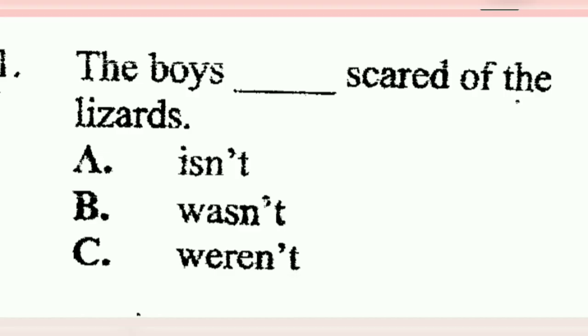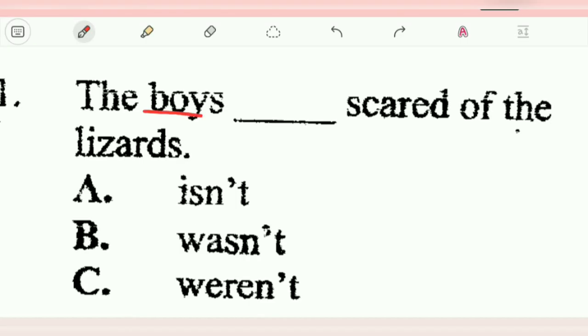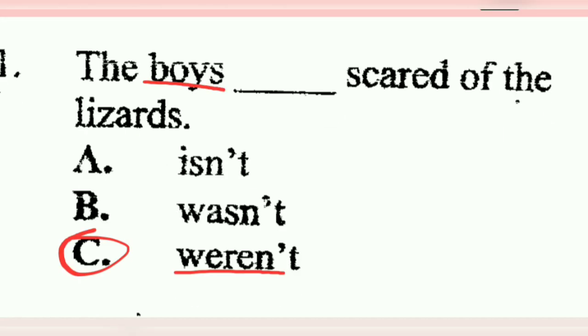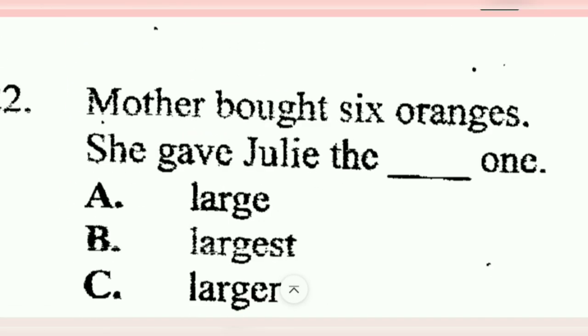So is it that the boys isn't scared of the lizard? The boys wasn't, or the boys weren't? Boys is a plural noun, so it has to take a plural form. All right? Isn't is singular, wasn't is also singular, but boys meaning more than one.